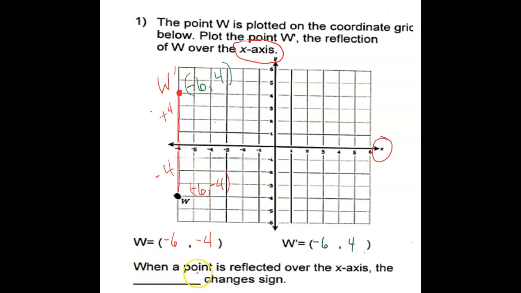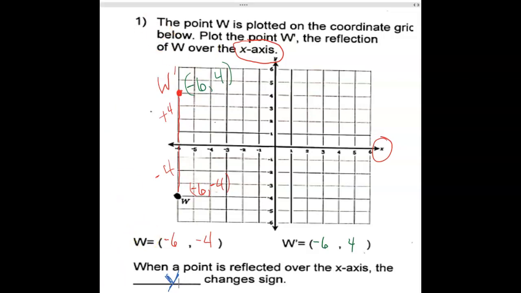So what happens? This tells us when a point is reflected over the x-axis, the y changes. Notice the x's stayed the same, but the y went from -4 to +4. So the y changes. So what would you think if you were reflecting over the y-axis? Which coordinate is going to change? Yes, if you were reflecting over the y-axis, then the x value would change. Good.